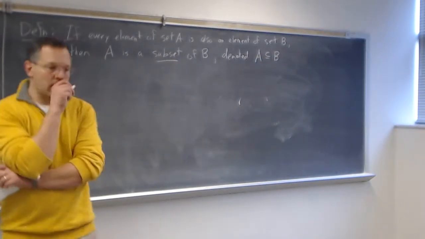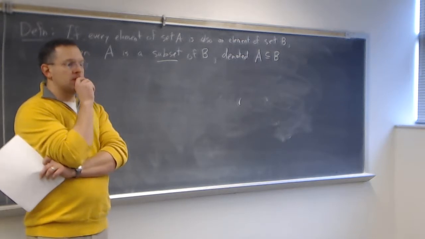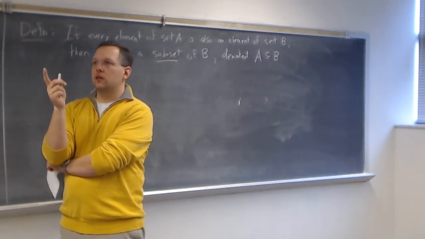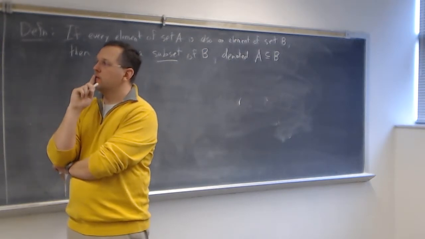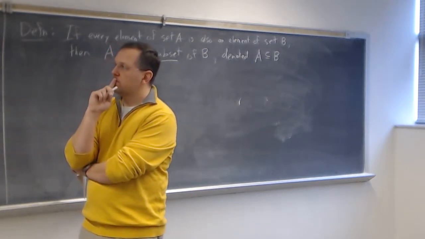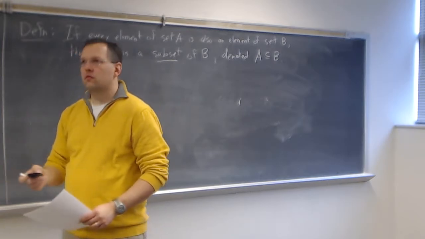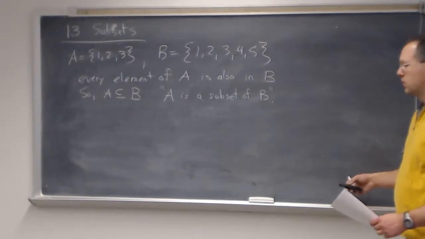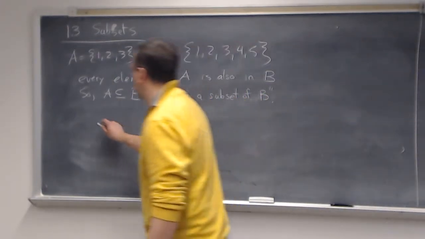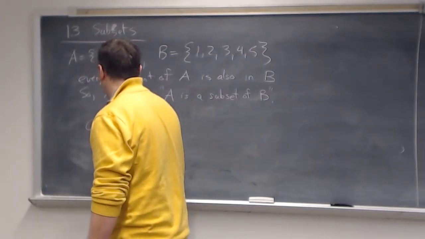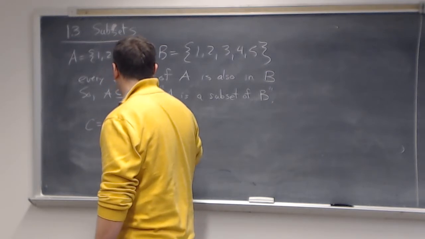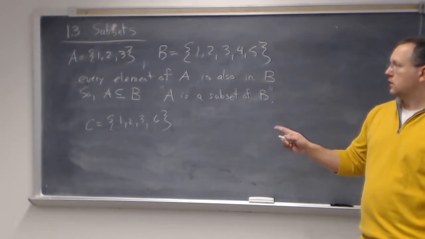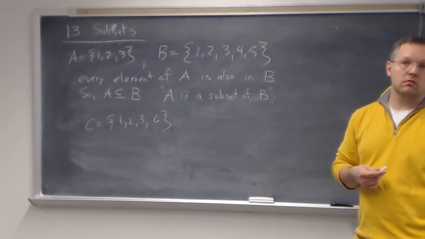All right. So how would a set not be a subset of another? Like if A was 1, 2, 3, 6, and B was 1, 2, 3, 4, 5. Yeah. So let's look at a set. Let's call it C: 1, 2, 3, 6. C is not a subset of B.